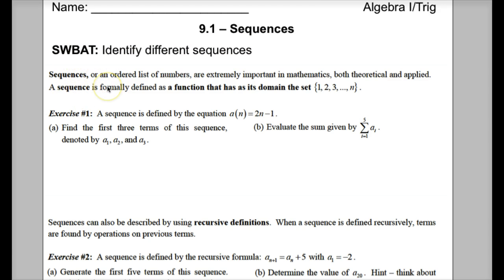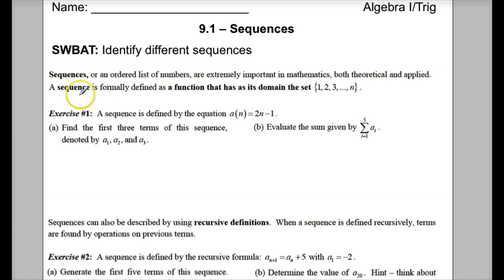A sequence is also known as an ordered list of numbers, and this is extremely important in math, both theoretical and applied math. Now, a sequence is formally defined as a function that has a domain where the set is from 1 to 3 and goes on to infinity. So, for example, a sequence is defined by the equation a of n is equal to 2n minus 1. The question says find the first three terms of the sequence denoted by a1, a2, and a3.